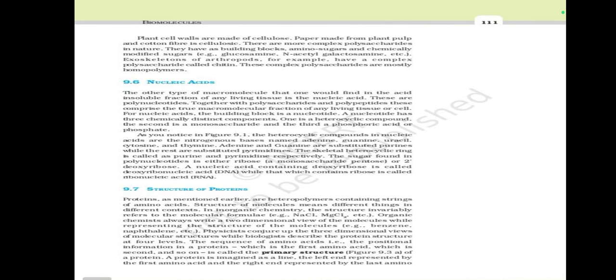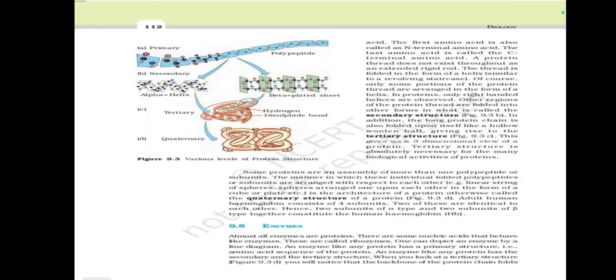In Figure 9.3a, the protein is imagined as a line, with the left hand represented by the first amino acid and the right hand represented by the last amino acid. The first amino acid is also called the N-terminal amino acid. The protein thread does not exist throughout as an extended rigid rod.